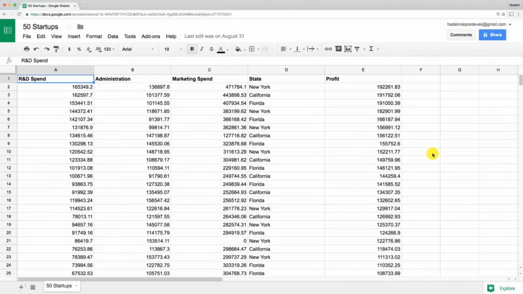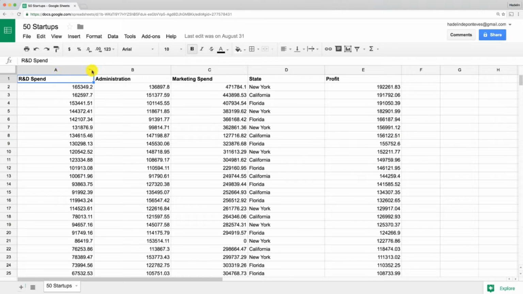All right, so multiple linear regression data set. Let's get straight into it. This one's going to be fun. 50 startups. This is going to be a venture capitalist fund challenge. All right. So what do we have here?